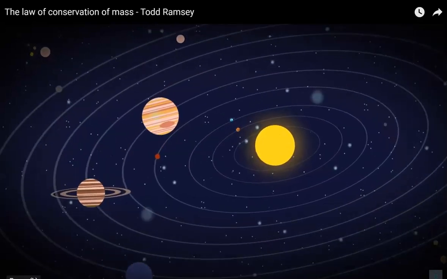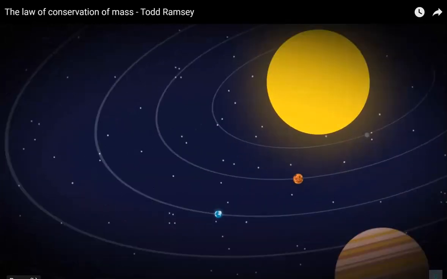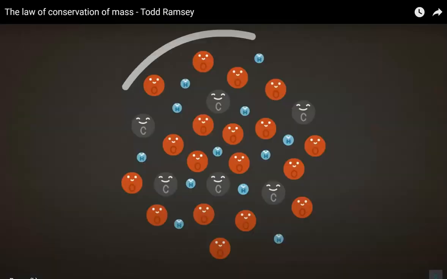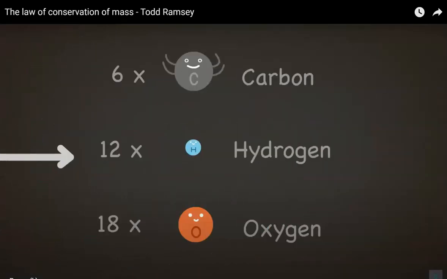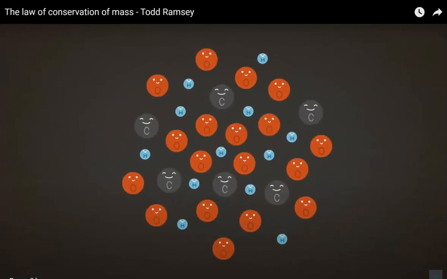First, to the best of our knowledge, is an isolated system. But before we get to that, let's look at a much smaller and simpler one. Here we have 6 carbon atoms, 12 hydrogen atoms, and 18 oxygen atoms. With a little energy, our molecules can really get moving.